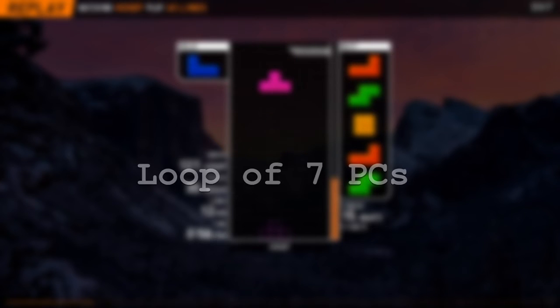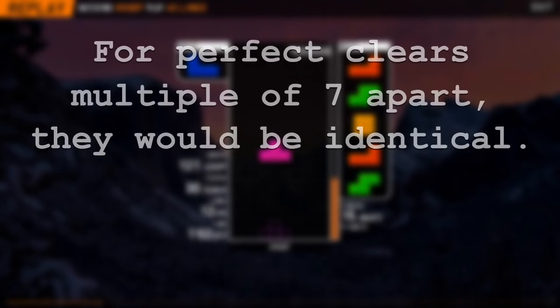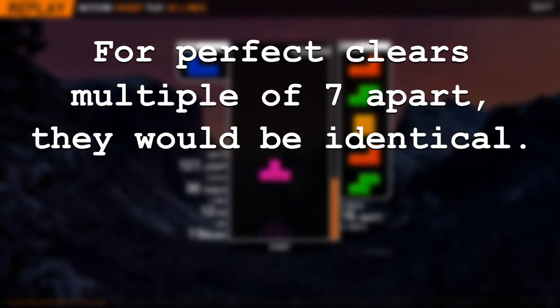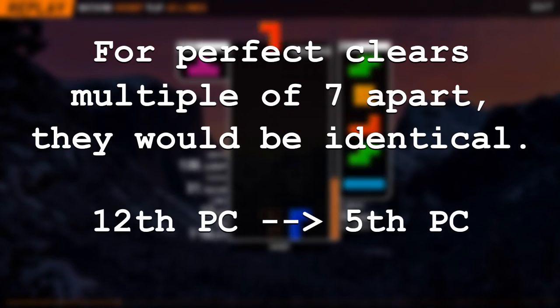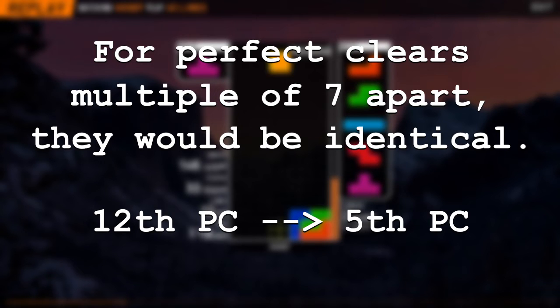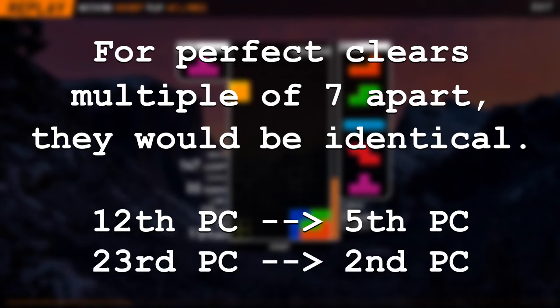This is the loop for the 7 perfect clear patterns. Assuming only 4 line perfect clears are done, for perfect clears a multiple of 7 apart, they will be identical to each other. Normally, we will refer to perfect clears higher than 7 by their original form. For example, the 12th PC will normally be referred to as the 5th PC, or the 23rd PC will be referred to as the 2nd PC.